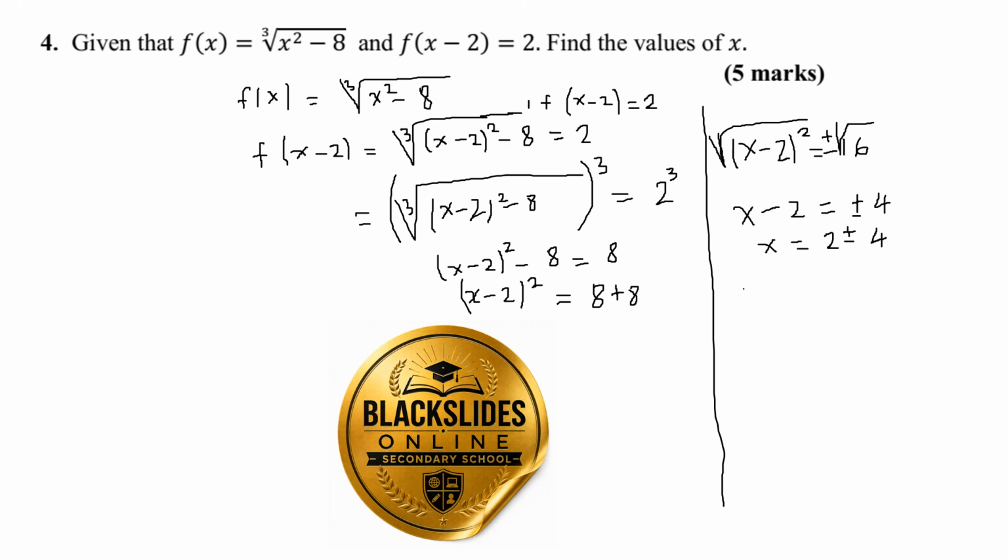So x is equal to 2 plus 4, which is 6, or x is equal to 2 minus 4, which gives us minus 2. So the two values are minus 2 and 6.